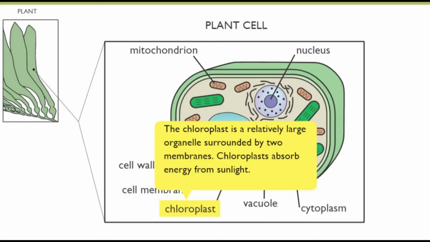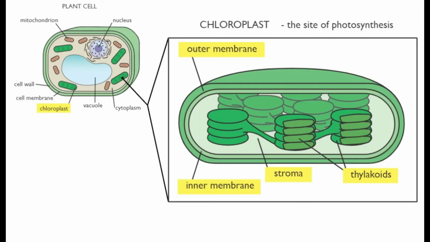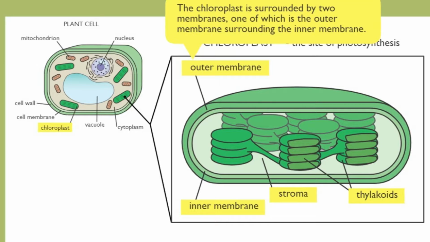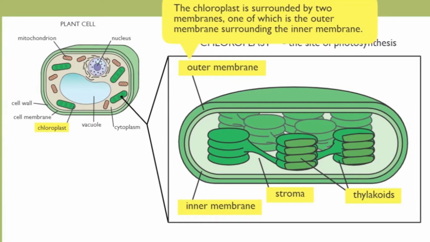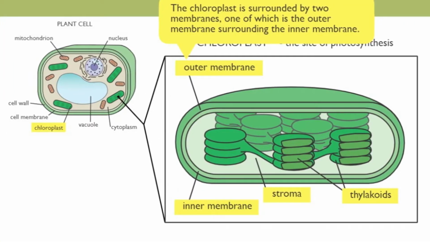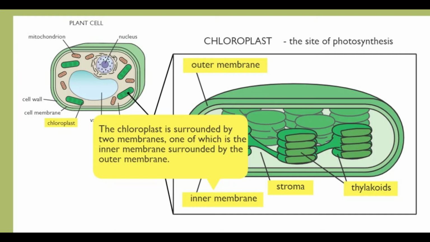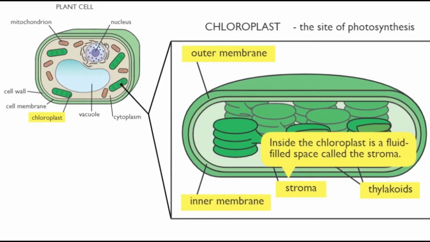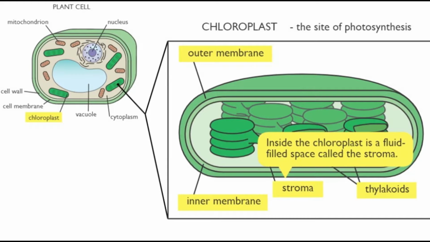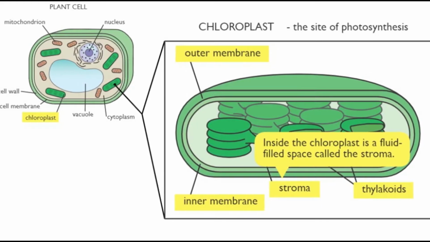Now, if we look inside the chloroplast, we will see the outer membrane. The outer membrane is the chloroplast's outer protection. That's what it is. And then the inner membrane is sort of like a thin layer of another armor. It's a thinner layer, though. Now, the stroma is a liquid-filled space inside the chloroplast.